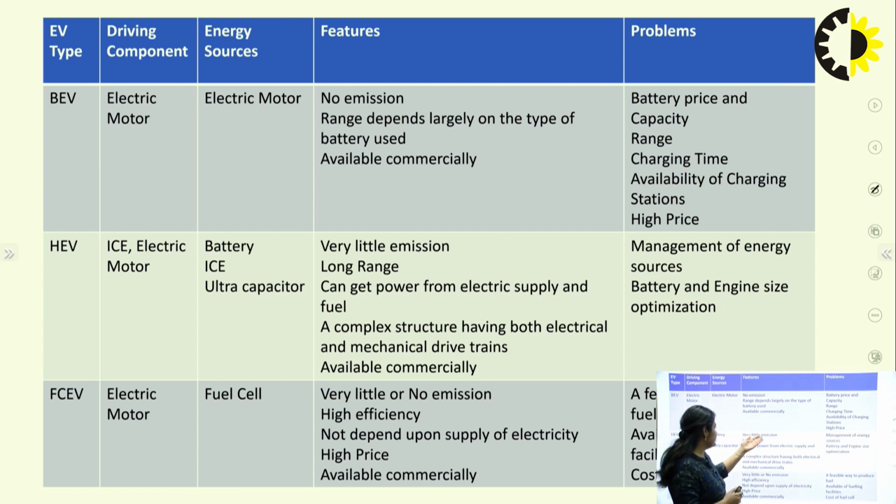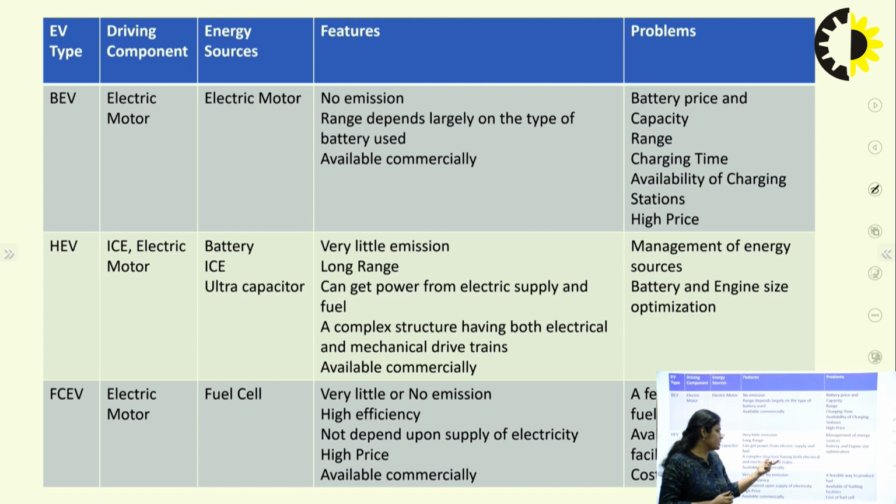A feature is very little emission, because some of the energy flows through the electric motor. So, it does produce carbon emission, but in comparison to a whole IC engine based vehicle, it has a little less emission. It has the long range. This is the advantage, or you can say a feature, that it has long range, and it can get power from the electric supply as well as the fuel, right.